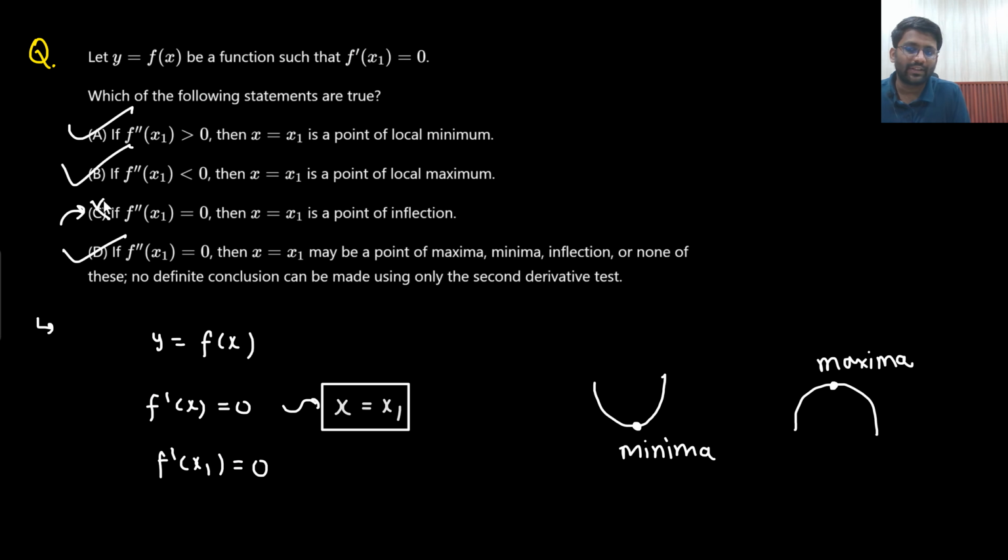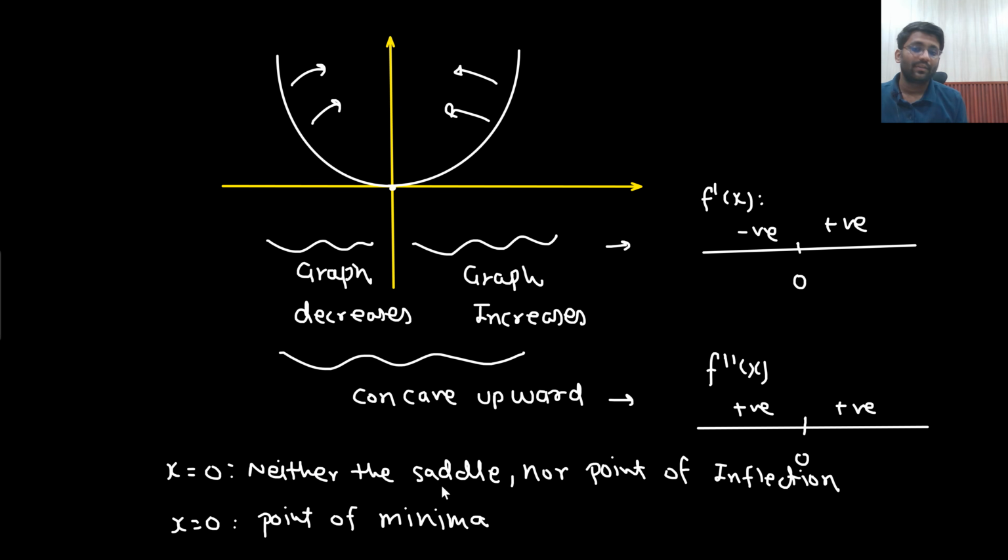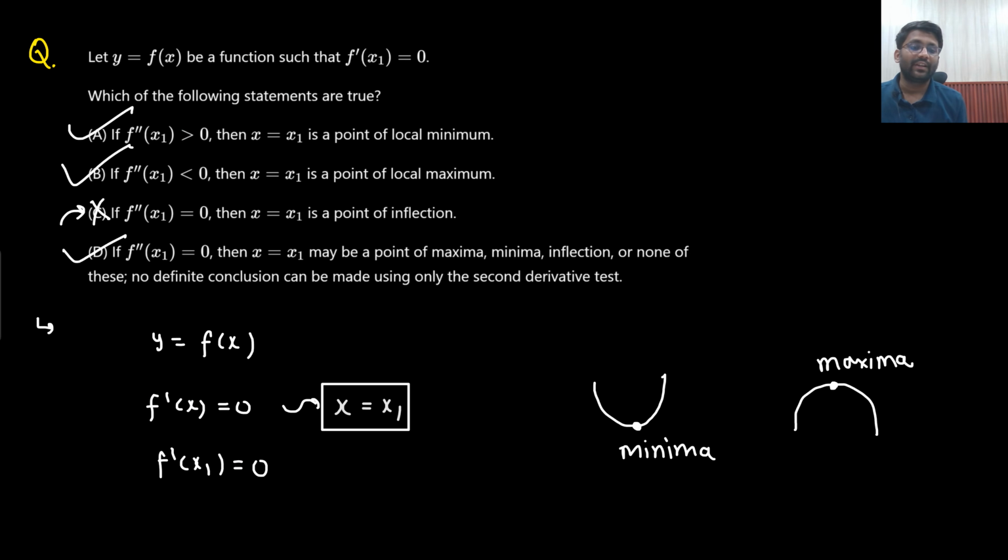Are you able to understand this point? That's why this option is wrong. If your f double dash x has become 0, you cannot conclude whether it will be maxima or minima or point of inflection or saddle point. Is that clear to you or not? So actually it turned out to be a point of minima. Even if your double differentiation is 0, it could be a point of minima, a point of maxima, a point of inflection, or a saddle point. You cannot comment.